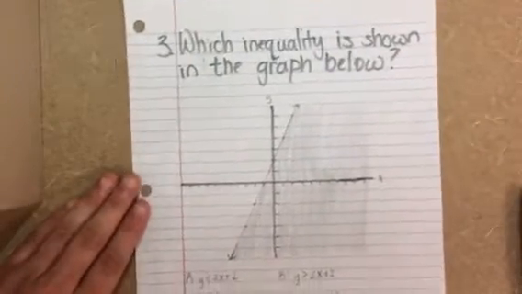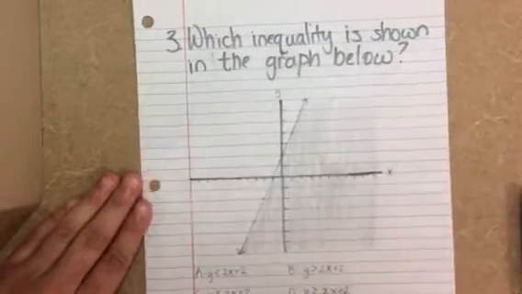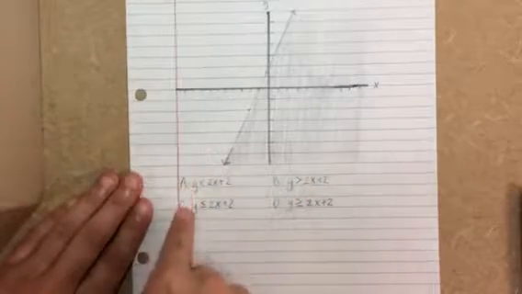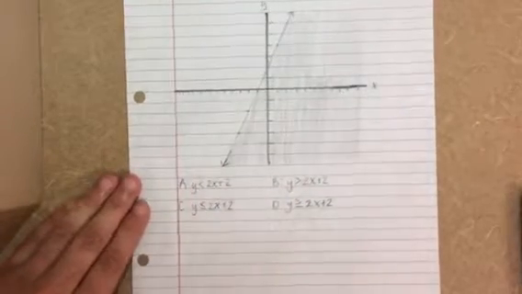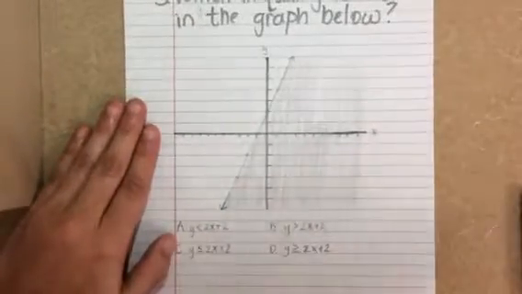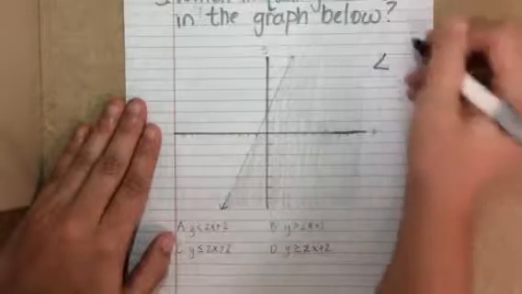Which inequality is shown in the graph below? I hope that you can see all of this is shaded. So I made it to where you didn't actually have to do any math work because all of them are already solved for y. All you really have to know is your inequality symbols and what each of them do. So this symbol right here is less than.